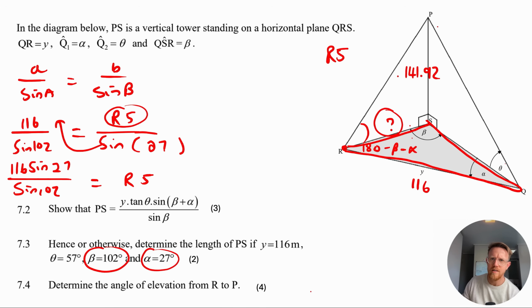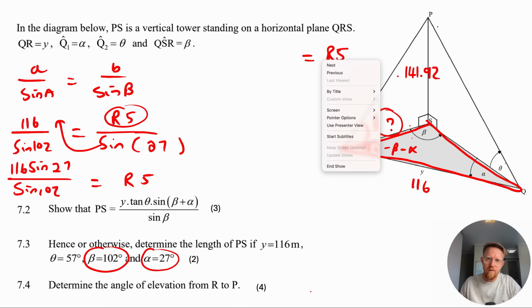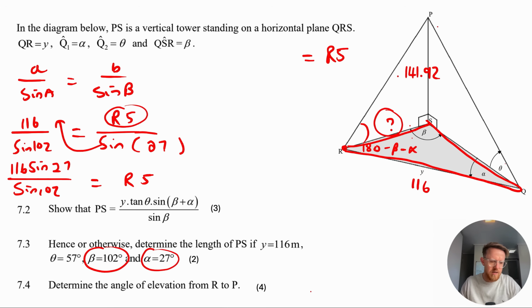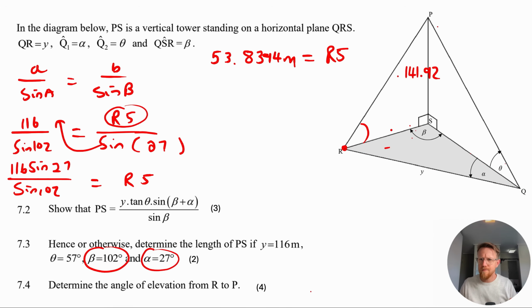So RS should give us, now don't round off because this is not a final answer, so that's going to give us 53.8394 meters. Okay, so now we have RS, so let's scratch out all of that. And so now we've got this as 53.8394.